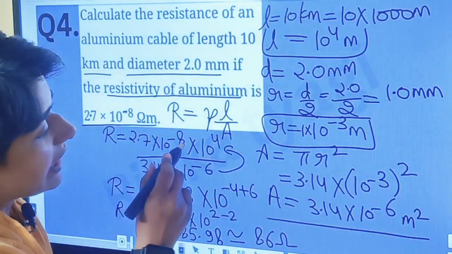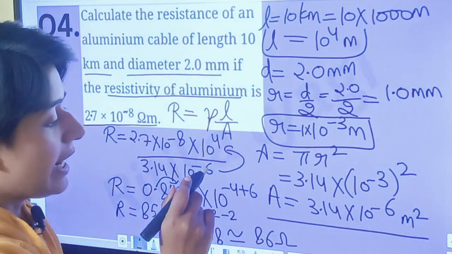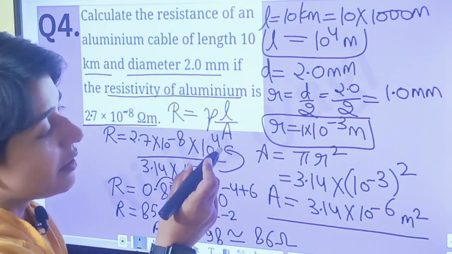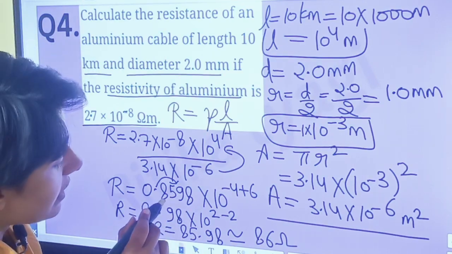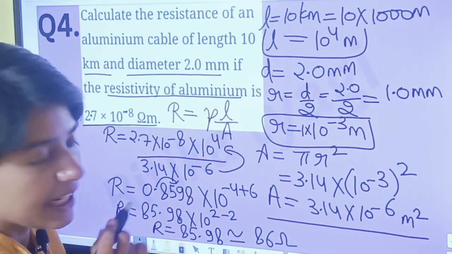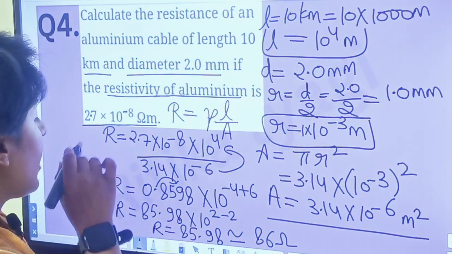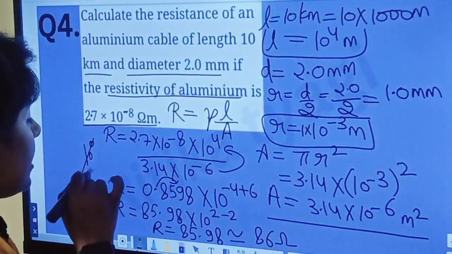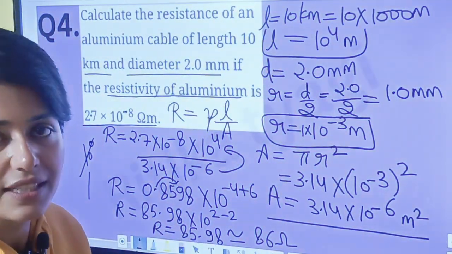Here 10 to the power negative 8 and positive 4, that is negative 4, and negative 4, negative 6 in the numerator goes to positive 6, that is positive 2. Displacing the decimal by 2 digits, we get negative 2. Positive 2 and negative 2 cancel each other, that is 10 to the power 0, which is equal to 1, that is 85.98 or approx 86 omega.